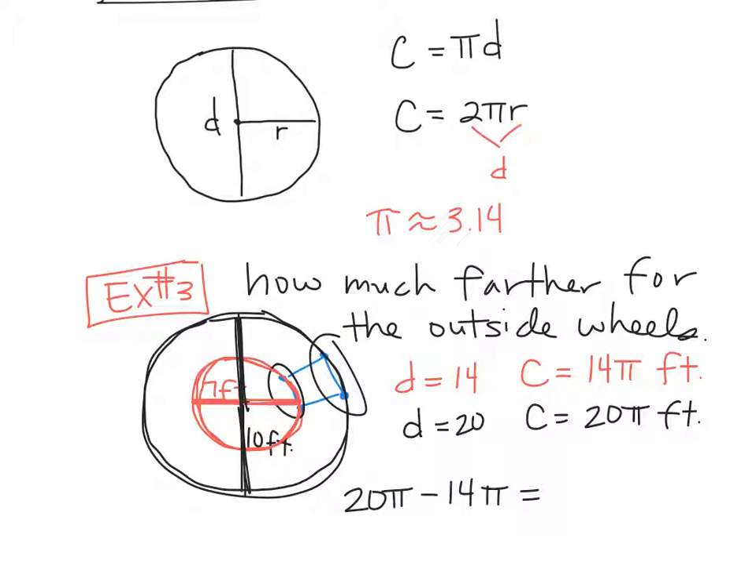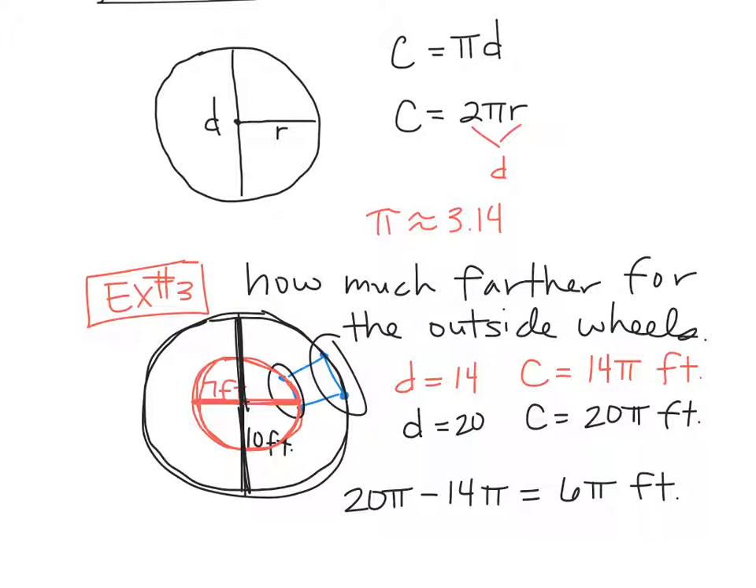So can you subtract that, 20 minus 14? Yeah, you can subtract them. You just have to attach the pi to your answer, right? So 20 pi minus 14 pi is 6 pi. Think of it like apples. 20 apples minus 14 apples is 6 apples, right? So 6 pi feet is how much further it goes.